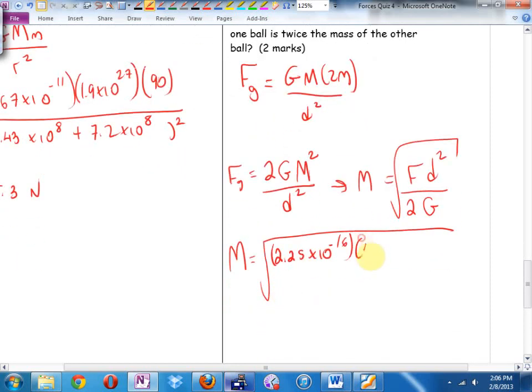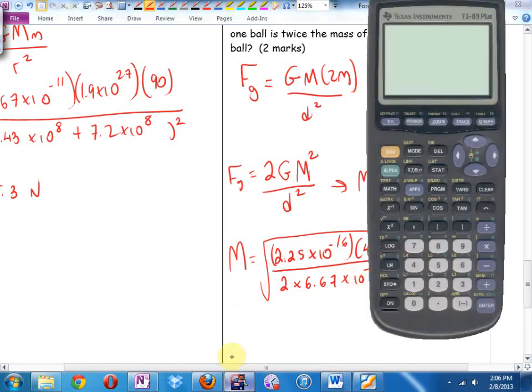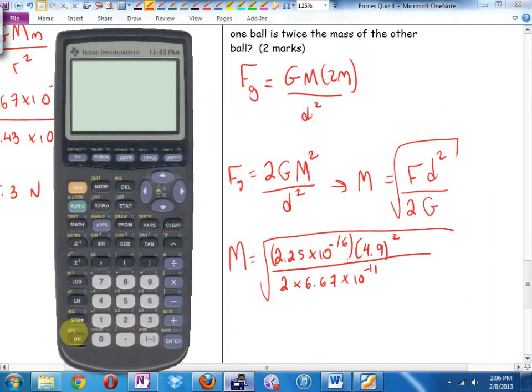4.9 squared divided by 2 times 6.67 times 10 to the negative 11. So that's 2.25 times 10 to the negative 16 times 4.9 squared, divided by, oh, I got two things down there, a 2 and a 6.67 times 10 to the negative 11. Square root now, Mr. Dewick.